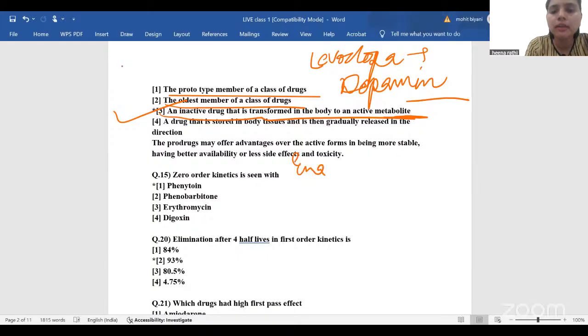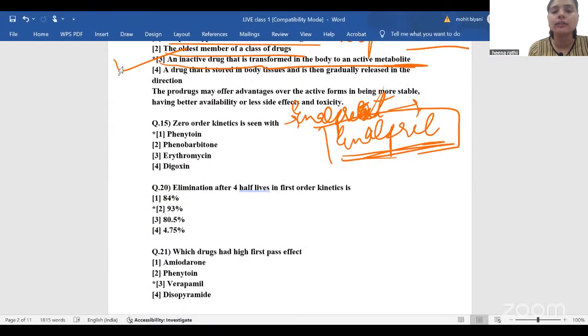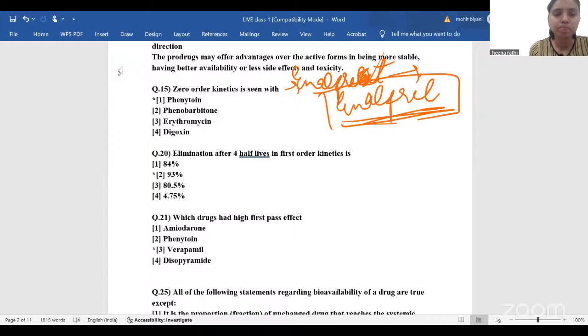A similar example is enalaprilat. Enalapril is an anti-hypertensive drug. Outside the body, it is enalaprilat, and when it enters the body, it becomes enalapril, which is the active form. The prodrug is enalaprilat, and the active form is enalapril. Same for levodopa, which is the inactive form, and dopamine is the active. So levodopa is a prodrug.